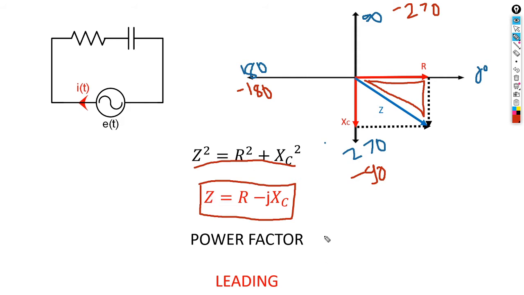A note that we have to keep in mind is that when it comes to a capacitor, we expect the current to be leading the voltage. So we're going to have a power factor that will be leading. The concept of the power factor will be explained in the next video.